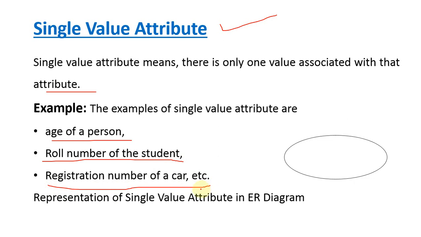A car cannot have multiple registration numbers. A student cannot have multiple roll numbers. A person cannot have two different ages. So the age of a person, the roll number, or the register number of a car can be represented using an ellipse.